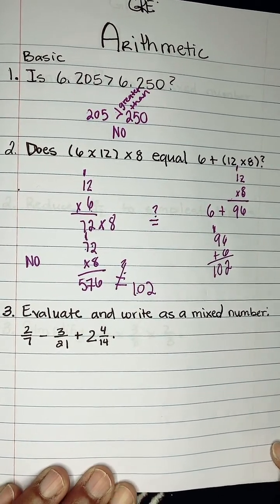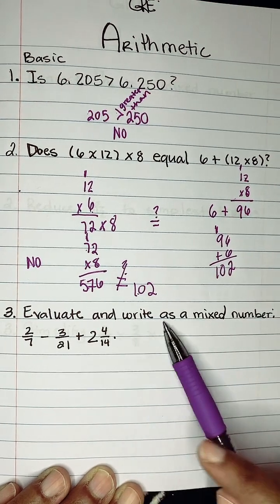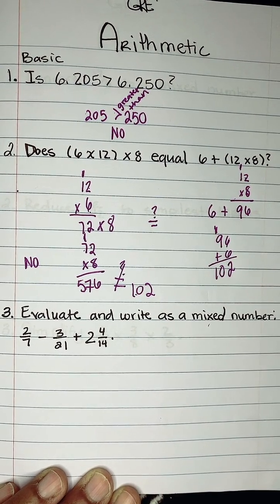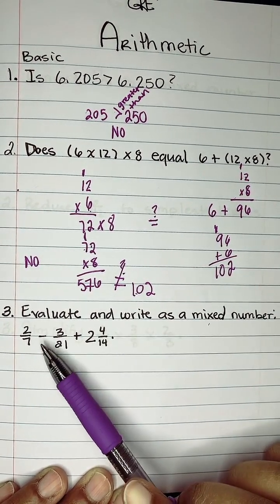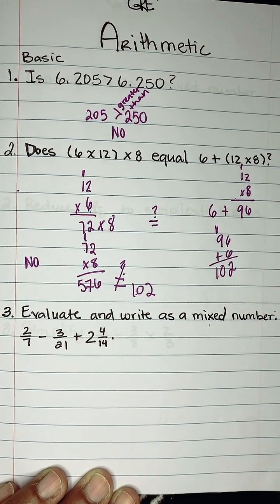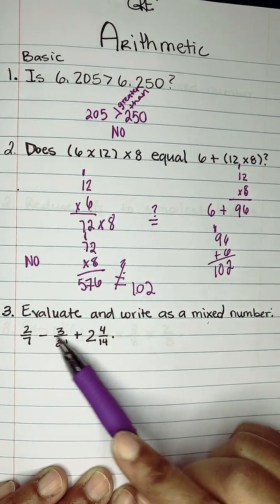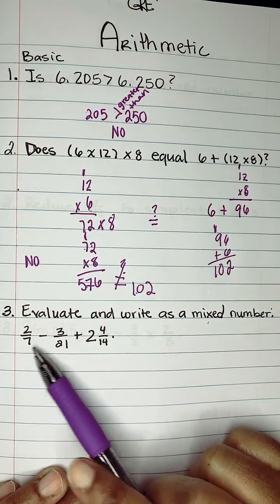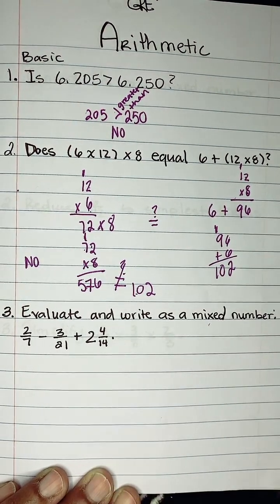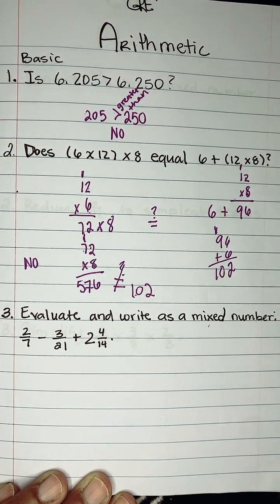Alrighty, number 3. Evaluate and write as a mixed number. All right. So whenever you have addition and subtraction, we always want to work from left to right, you guys. So we would start with the subtraction. But in order for you to subtract fractions, you have to have the same denominator. Thank you for those double taps. I appreciate it.